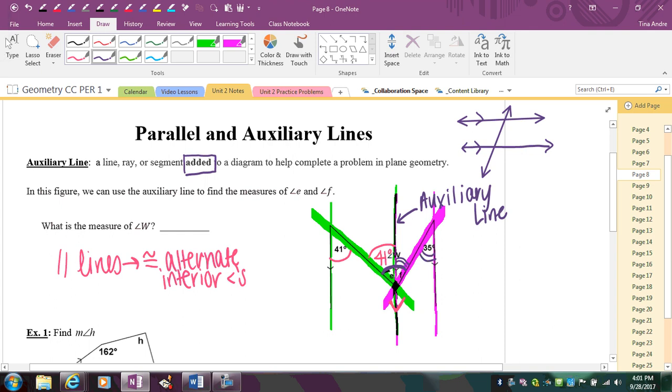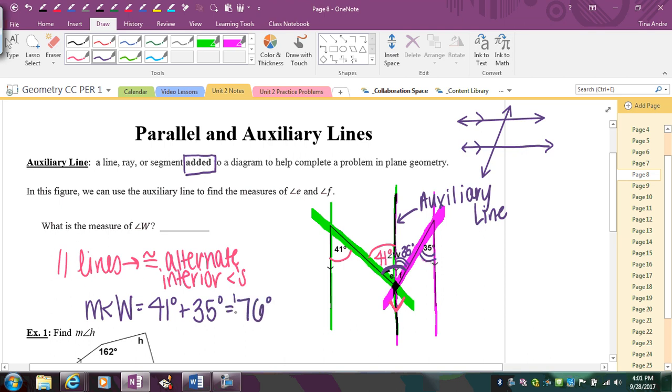So here's the Z shape. Remember, look for that Z shape or look at the interior opposite sides of the transversal. So I have 35 here and 35 here. So same reasoning, parallel lines being cut by a transversal means the alternate interior angles are congruent. So if one's 35, the other one's 35. Then to find the measure of angle W, I'm going to add up the two parts. So I have 41 from one angle and 35 from the other, and together, that gives me 76.